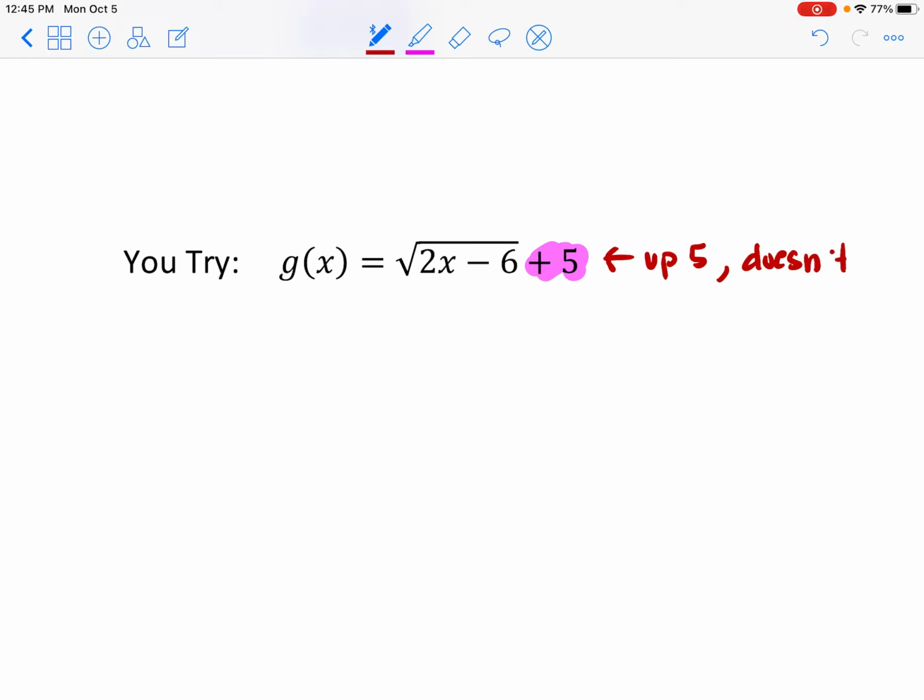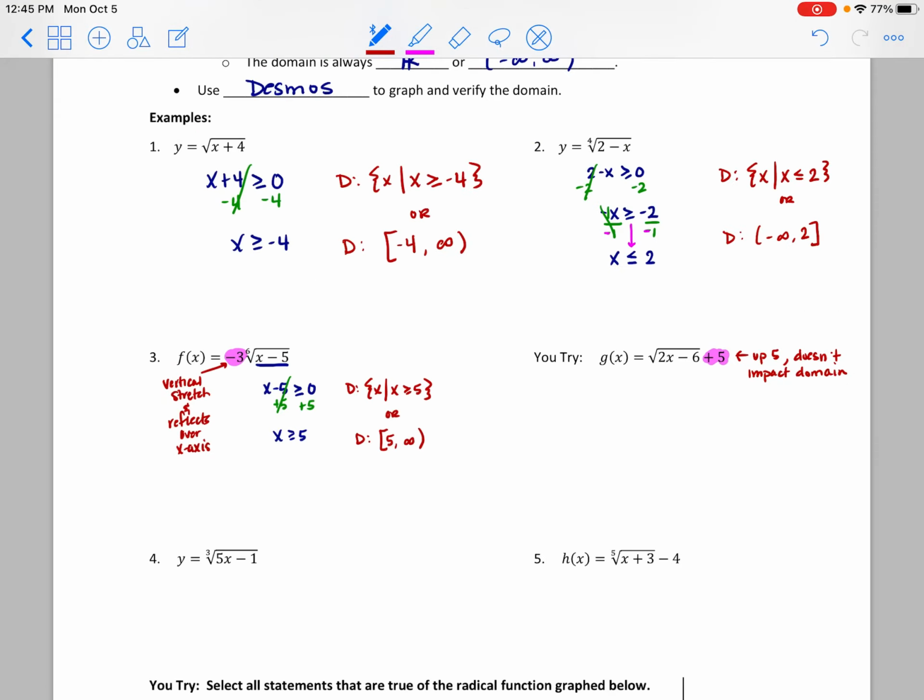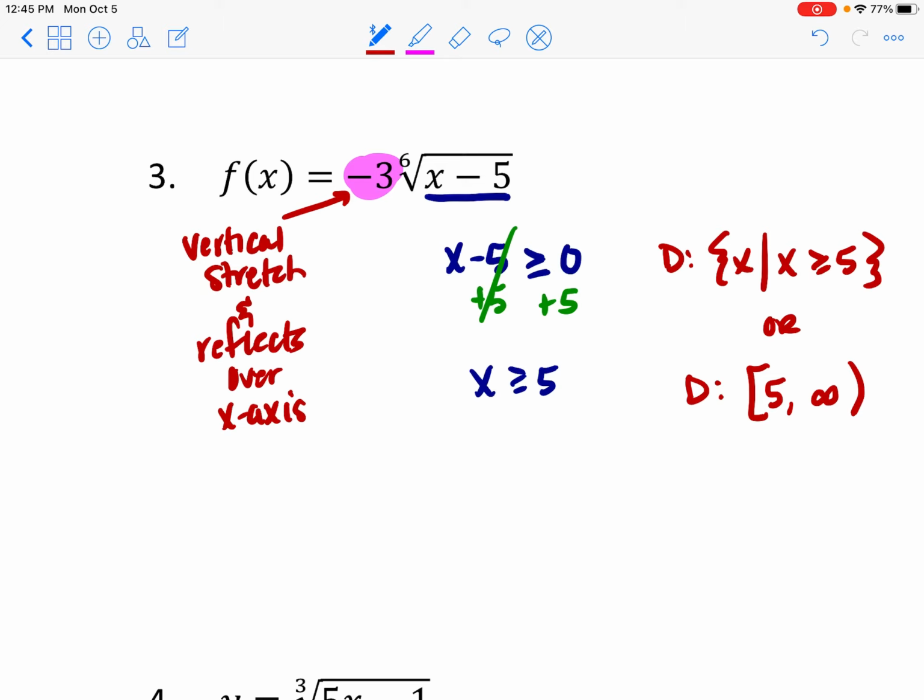It doesn't impact the domain. And I should have put that over here as well. The vertical stretch and the reflection over the x-axis don't impact the domain either.